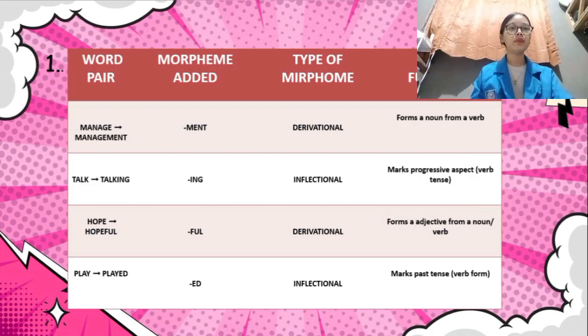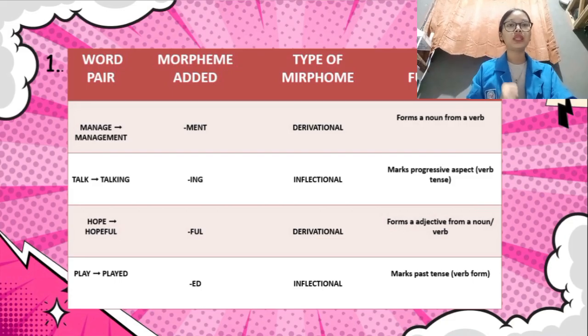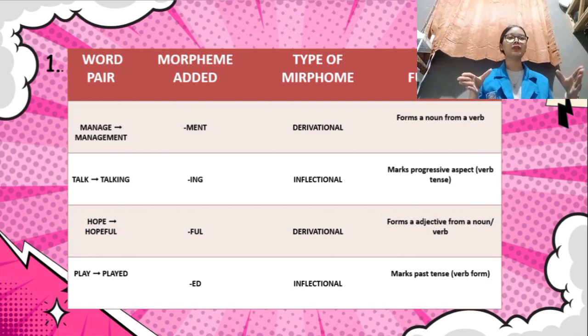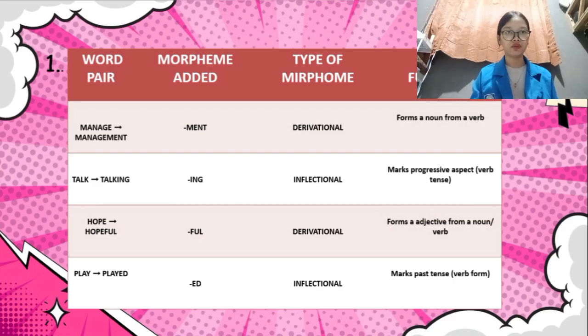Last, play becomes played. The word stays as a verb, but the suffix -ed marks the past tense. So, like talking, this one is an inflectional process because it only changes the tense, not the meaning. So, in conclusion, derivational morphemes change the meaning or word class of a word, while inflectional morphemes only change the grammatical form without changing the original meaning.